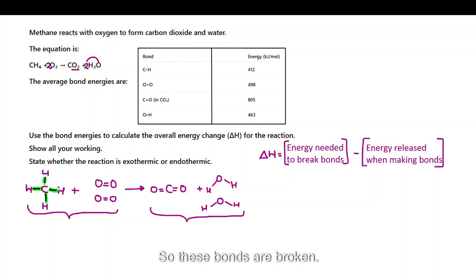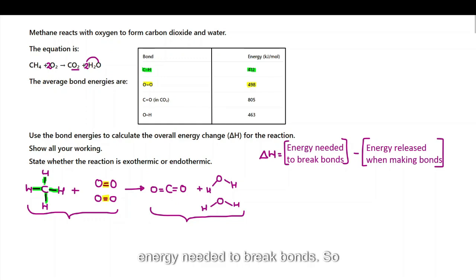So these bonds are broken. These 4 bonds, the green ones, need to be broken. So what are those? Those are carbon-hydrogen bonds, and I know it requires 412 kilojoules per mole. Okay. Now, these 2 also need to be broken. Now, that's the oxygen-oxygen bond, and that requires 498 kilojoules per mole.